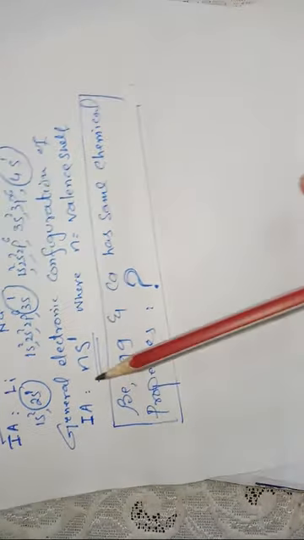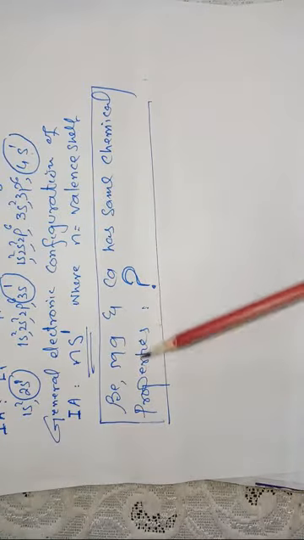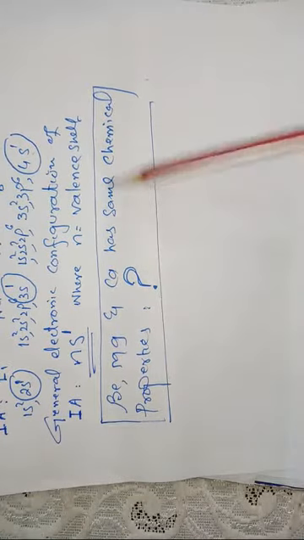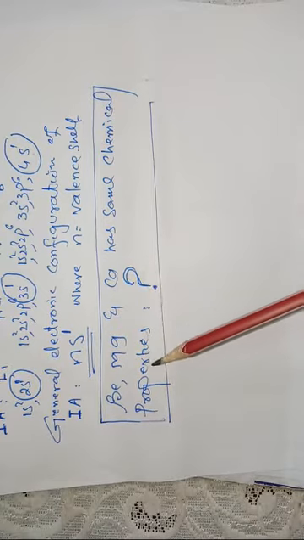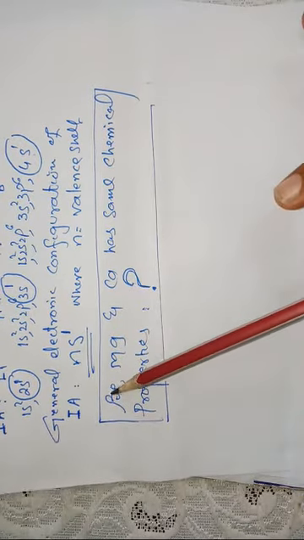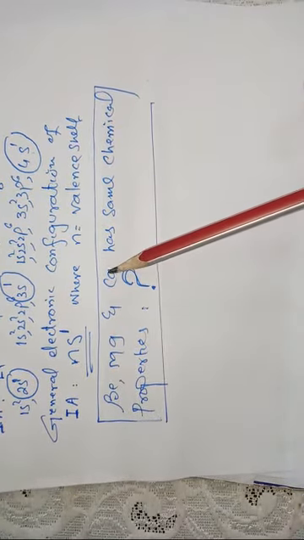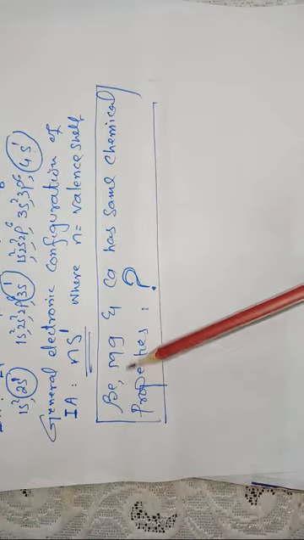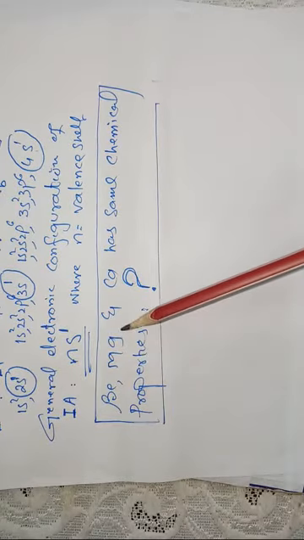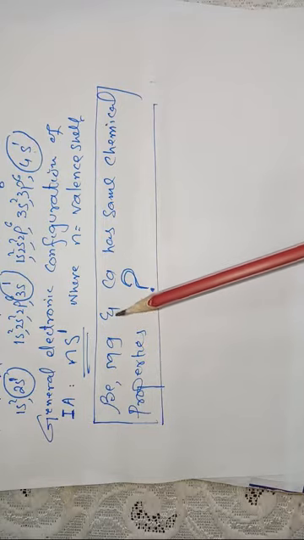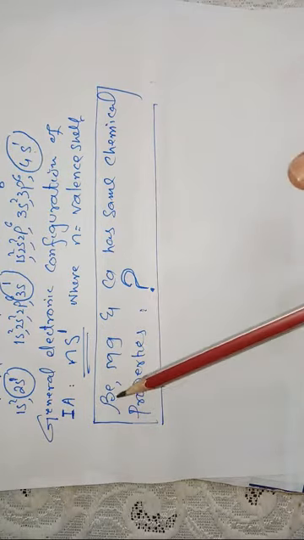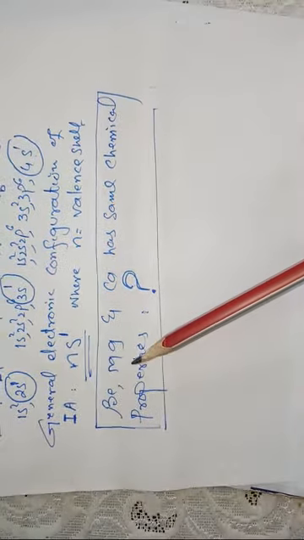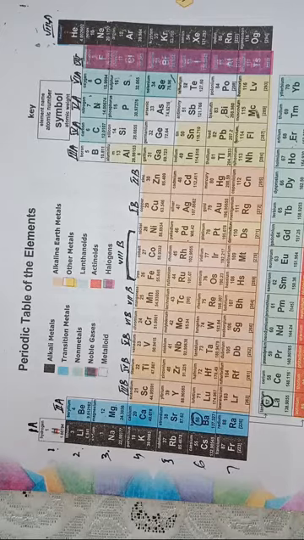Now the question is: do beryllium, magnesium, and calcium have the same chemical properties? Your answer will be that these elements belong to the same group. They will have the same valence electronic configuration, and because of the same number of valence electrons, they will have almost the same chemical properties.